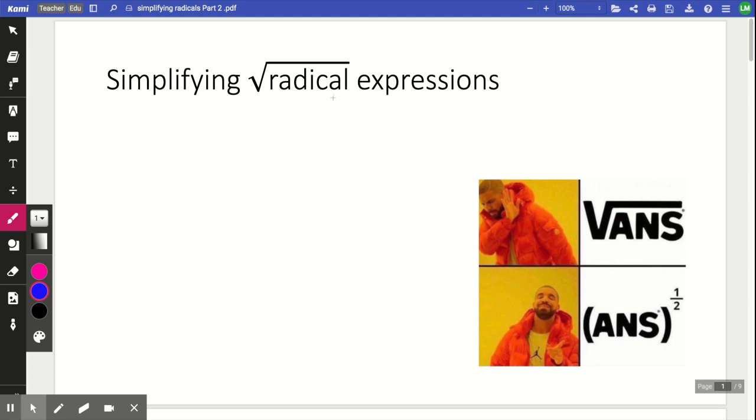Algebra 2, here we go. We're back at it today with simplifying radical expressions. Now, we've done this a little bit before with maybe the fourth root of 32, x to the fifth, y to the seventh, etc., something like that. We're going to expand on that today, okay?